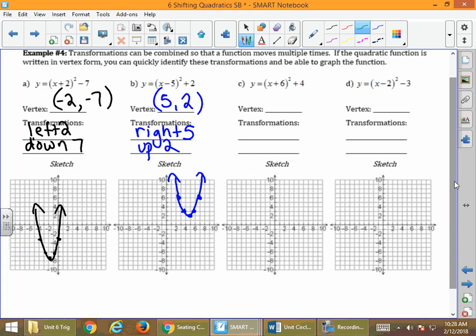Letter C. y equals the quantity of x plus 6 squared plus 4. Our vertex: change the sign, keep the sign. Our vertex is going to be negative 6, 4. Because it's plus 6, we're going to move our graph left 6. It's plus 4, we're going to move up 4. And this is where we're going to start here on our picture. Left 6, up 4.